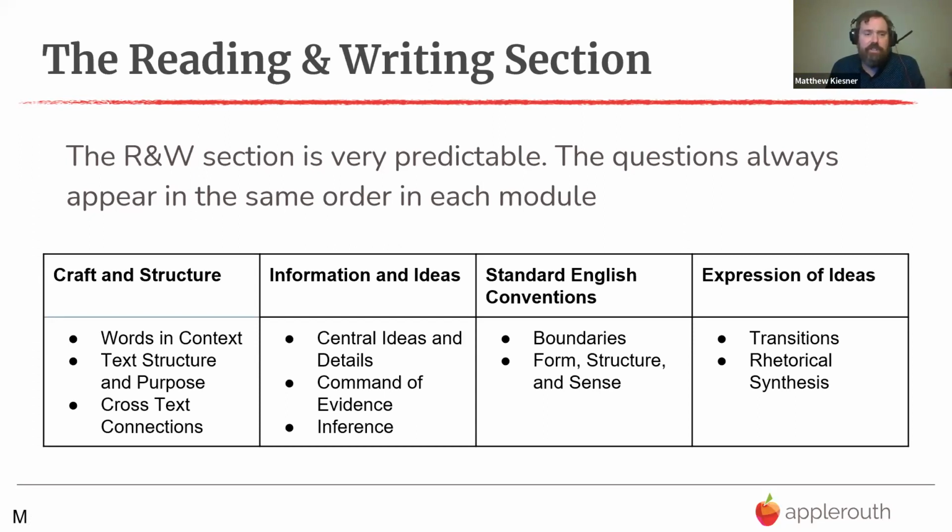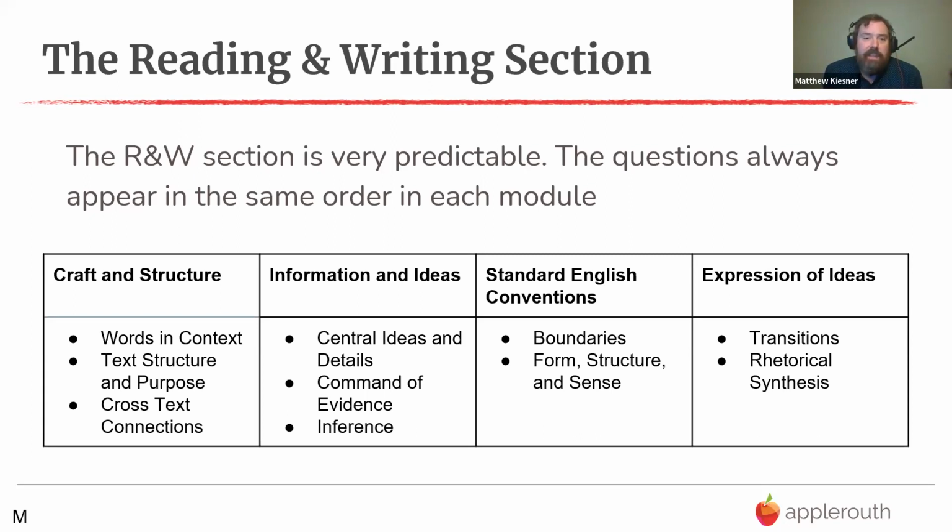Cross text connections is going to just be a comparison of two paragraphs, and there'll only be one of those per test. Then we move into information and ideas. The central ideas and details is the classic reading comprehension questions, and that's going to be questions on what's the main idea of the passage, or what's the detail we can get from it.